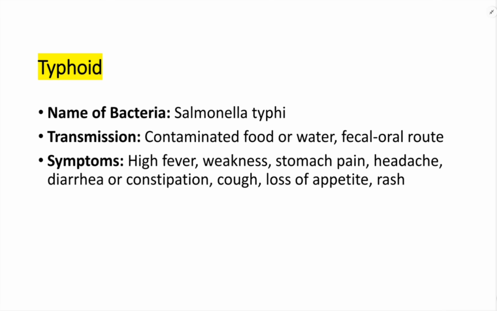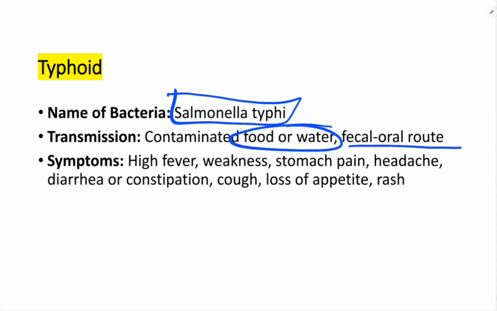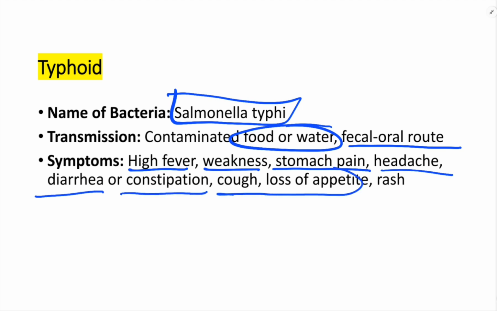Next one, typhoid. It is caused by Salmonella typhi. It transmits through contaminated food or water and the fecal-oral route. And the symptoms are high fever, weakness, stomach pain, headache, diarrhea, constipation, cough, loss of appetite or rashes.